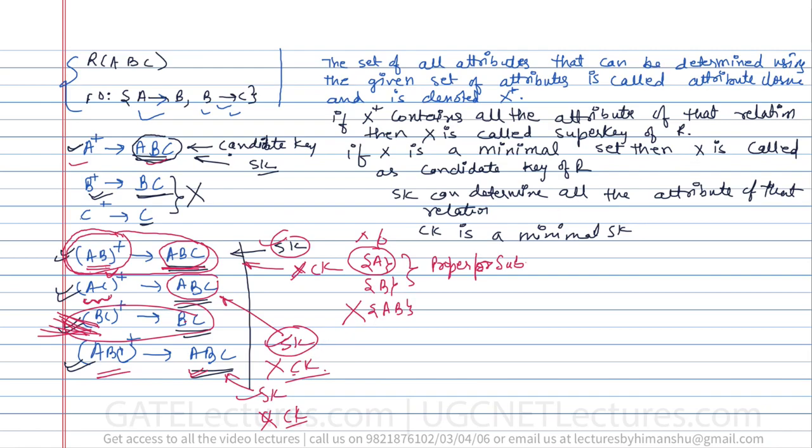So roughly, if this represents the set of super keys, why are they called super keys? Because they can determine everything. Then this represents the set of candidate keys, because a minimal super key is called a candidate key. The set of candidate keys is a subset of the set of super keys. We can have more than one candidate key, and out of these candidate keys we can take one and make it the primary key.